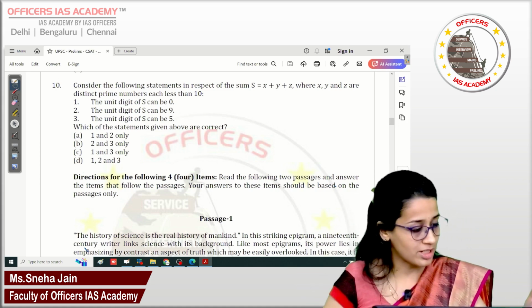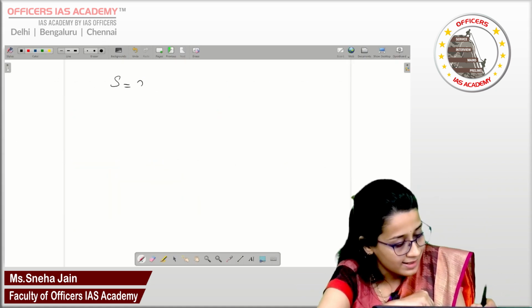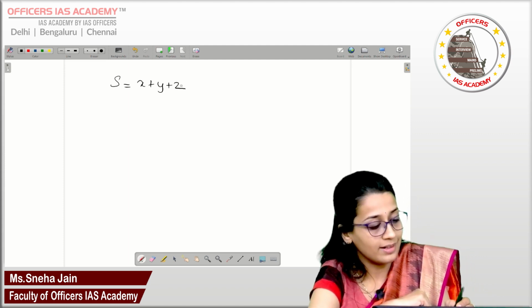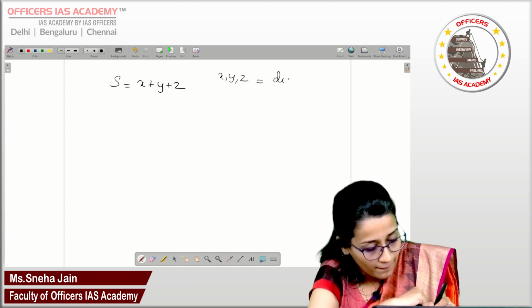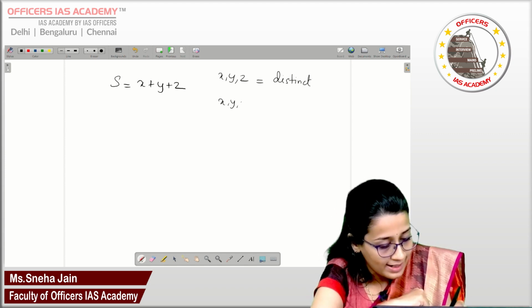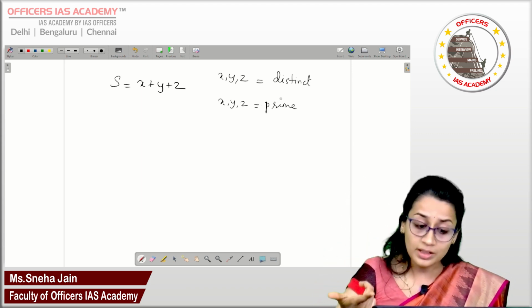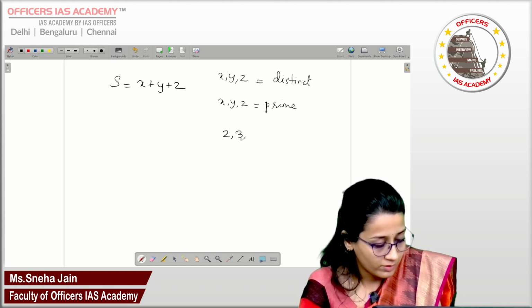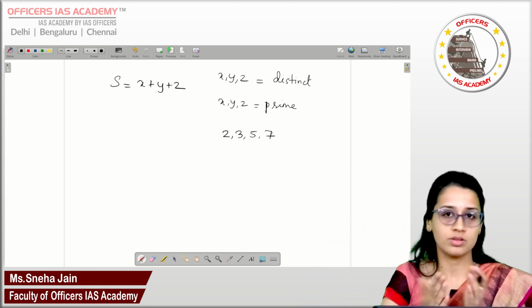So in this question, what would we do? Question number 10, where it says S is equal to x plus y plus z, where x, y, z are distinct. And it also says x, y, z are prime. Clear? So what are the possible values of x? It can be 2, it can be 3, it can be 5 and it can be 7. Is 9 possible? No, it's not a prime number.